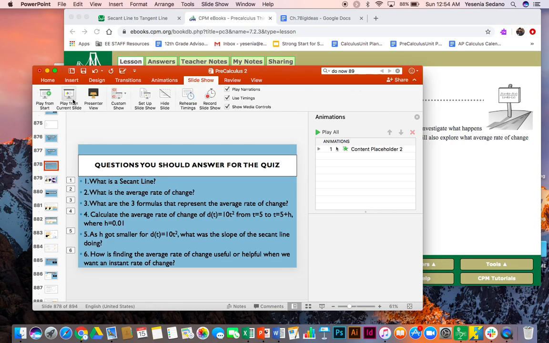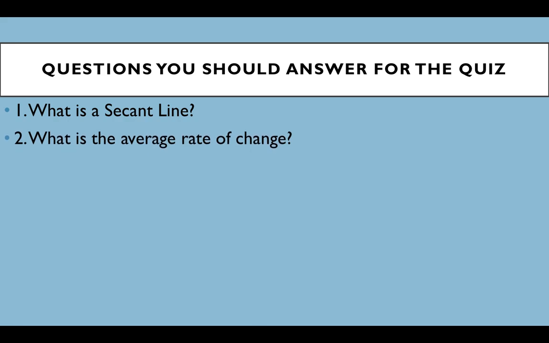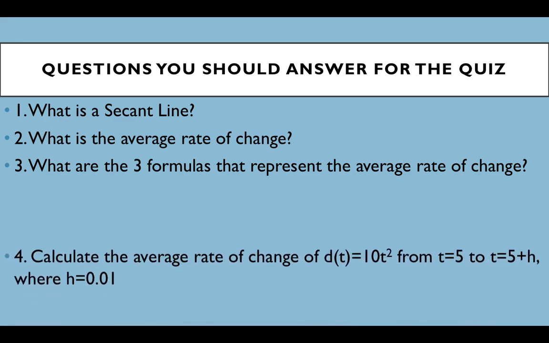So for the quiz, it's going to be due at 11:59 p.m. today. If you want to excel in the quiz, make sure that you know the answers to these questions. Number 1, what is the secant line? Number 2, what is the average rate of change? Number 3, what are the 3 formulas that represent the average rate of change?